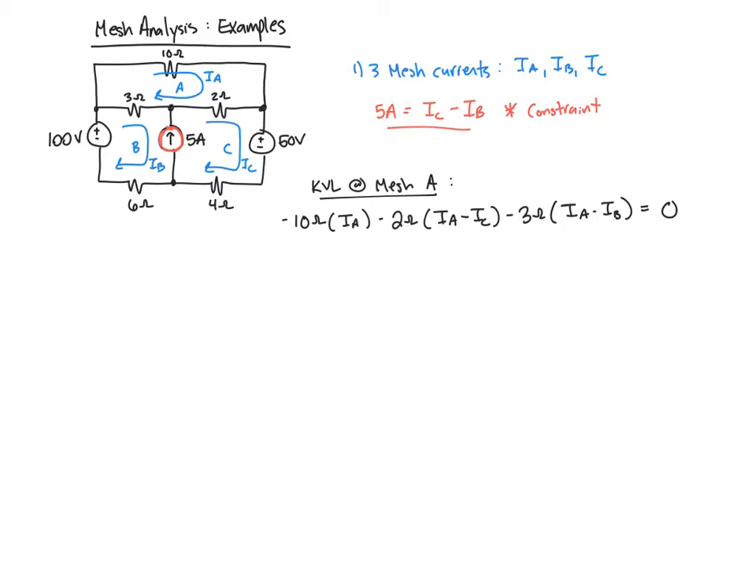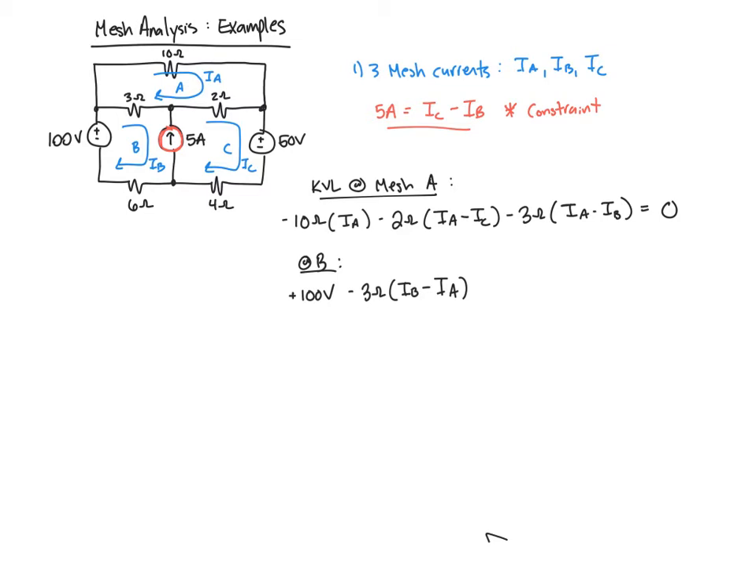Okay, moving on to mesh B. First, we're going to traverse across the 100 volt source. That's negative to positive, so that's a plus 100 volt term. Then through the 3 ohm resistor, that'll be times IB minus IA. Again, we're working from B. Adjacent is A.